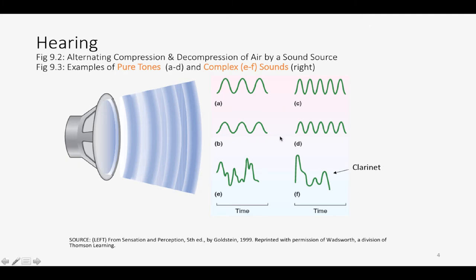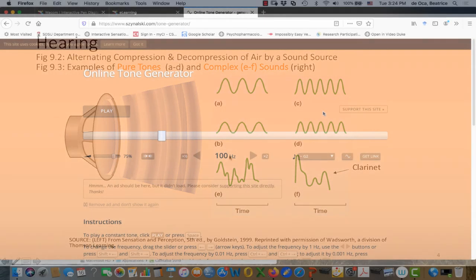In textbooks, you often hear about pure tones. Pure tones don't really occur in nature. They are sounds that consist of a single frequency, just one frequency. So like here, A is a pure tone, B, C, and D are pure tones.